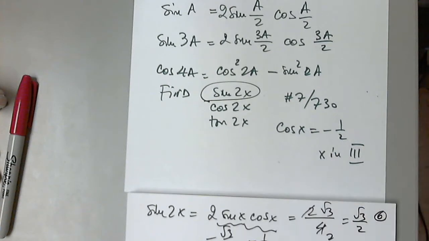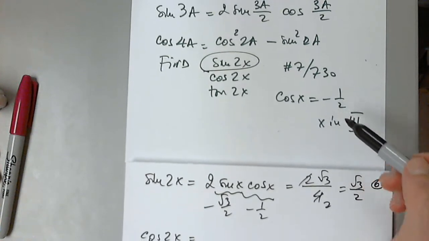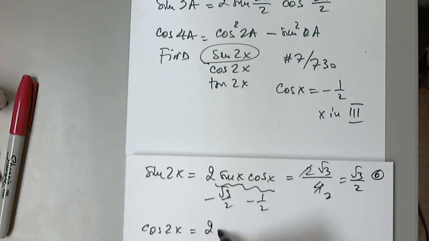Good. So now we want to find cosine twice x. And because I'm given cosine, I would prefer to do this: 2 cosine squared x minus 1. So this is 2. I square cosine to get 1/4, minus 1. So this will be 1/2 minus 1, which is negative 1/2.